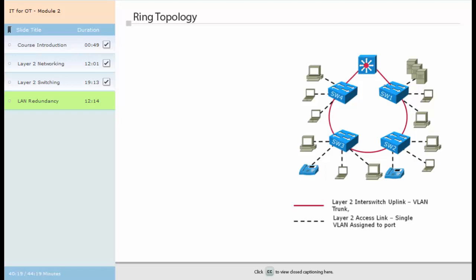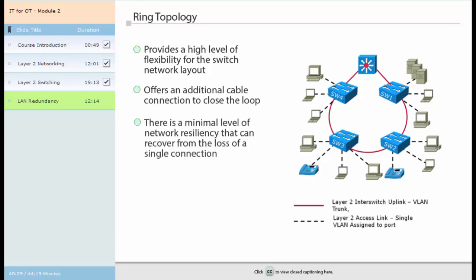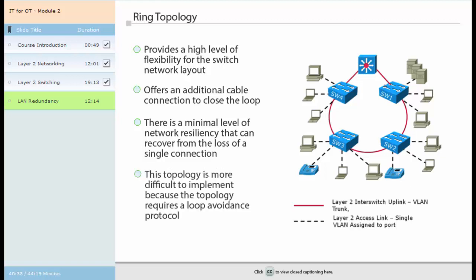The benefits of this topology are as follows. It provides a high level of flexibility for the switch network layout, offers an additional cable connection to close the loop, and there is a minimal level of network resiliency that can recover from the loss of a single connection. The drawbacks of this topology are as follows. This topology is more difficult to implement because the topology requires a resiliency protocol, and the top of the ring can become a bottleneck, and the topology is one big loop that could become a problem depending on implementation.